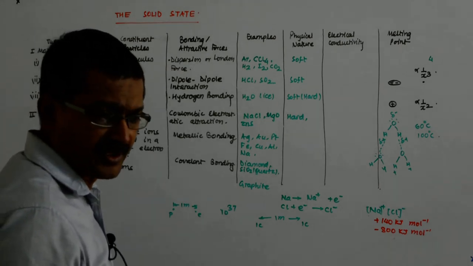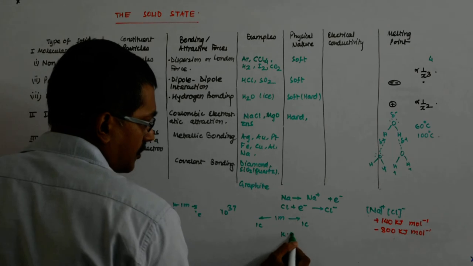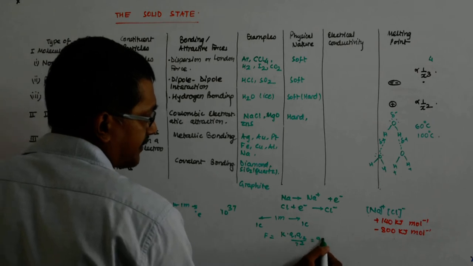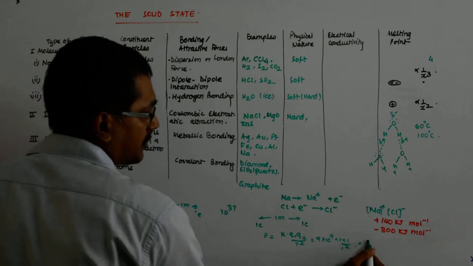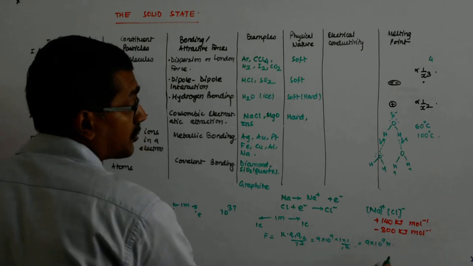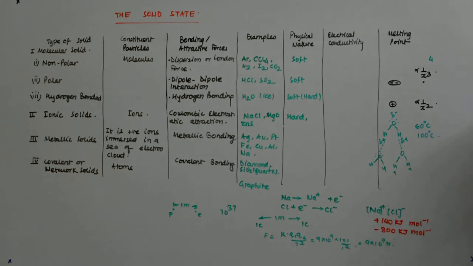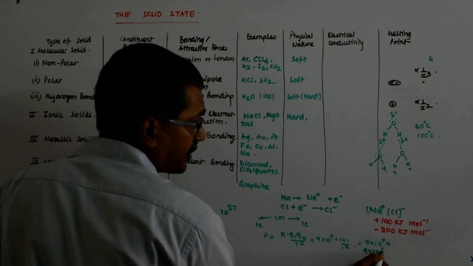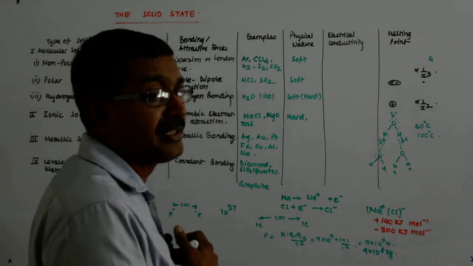what is the force between these two? Any idea? F is equal to K Q1 Q2 over R square, that is 9 into 10 to the power 9 into 1 square. So it gives you 9 into 10 to the power 9 newtons of force. Huge amount of force. 9 billion newtons. That is a force that is equivalent to the weight of 9 into 10 to the power 8 kg mass. You understand? 900 million kg of mass.